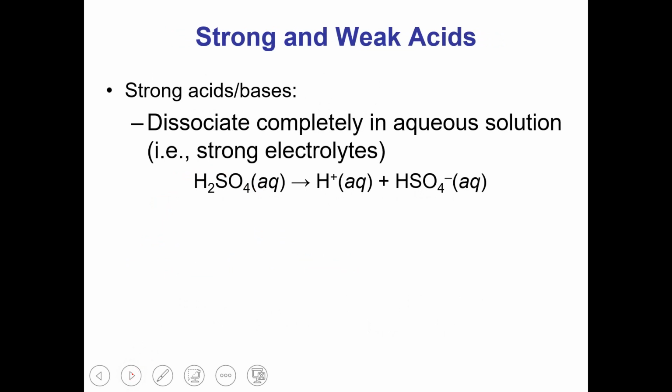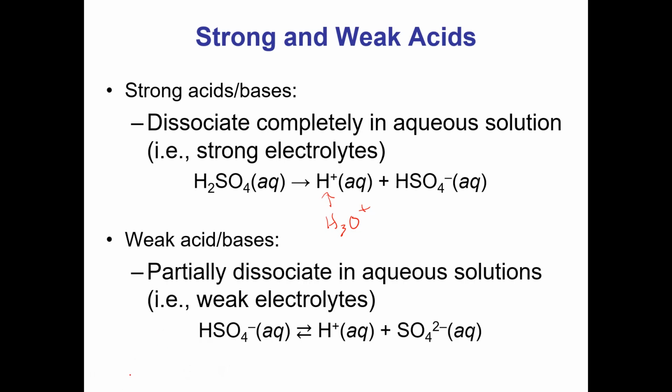Now when we talk about acids and bases, we can further classify them as being either strong or weak. A strong acid or a strong base dissociates completely in aqueous solution. For example, sulfuric acid dissociates nearly completely into H+ ions, which is really H3O+ ions, and HSO4- ions.